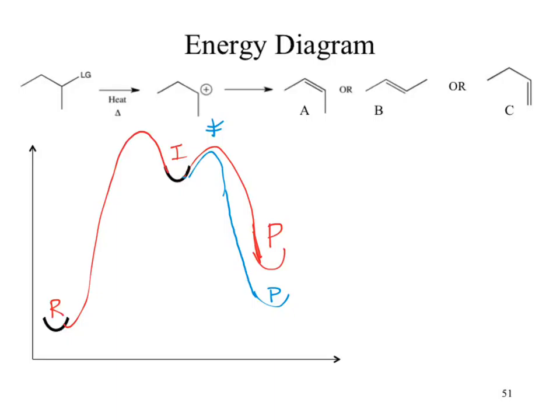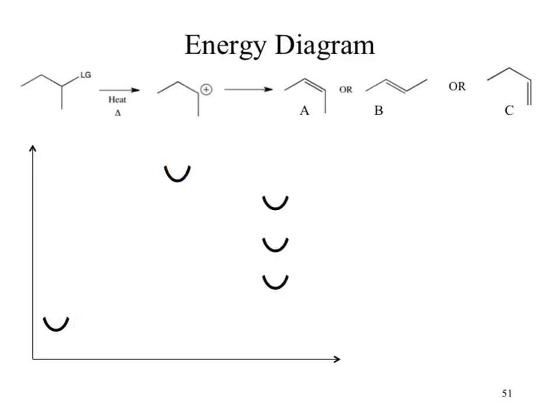So it was an incorrect reference to the Hammond postulate. I apologize. Okay. If we go through and add some energy arrows to the top of this, we've got three possible products. Which one's which? C is the top, followed by A, followed by B.